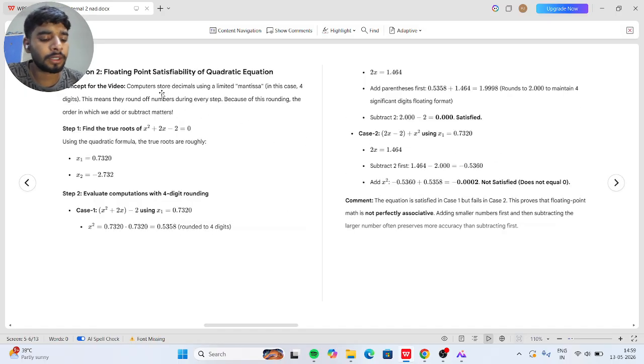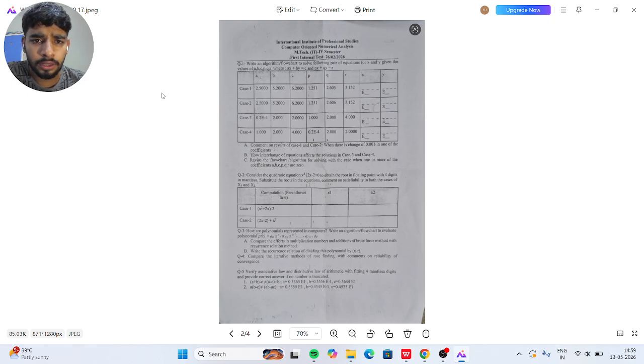Here we come to the second question. The second question says, consider the quadratic equation x squared plus 2x minus 2 equals 0. Find the roots using floating point with four digits in the mantissa. Substitute the roots in the equation and comment on the satisfiability in both cases of x1 and x2.